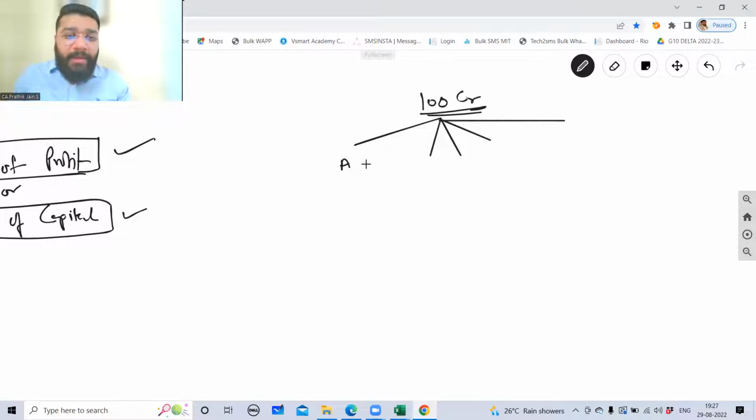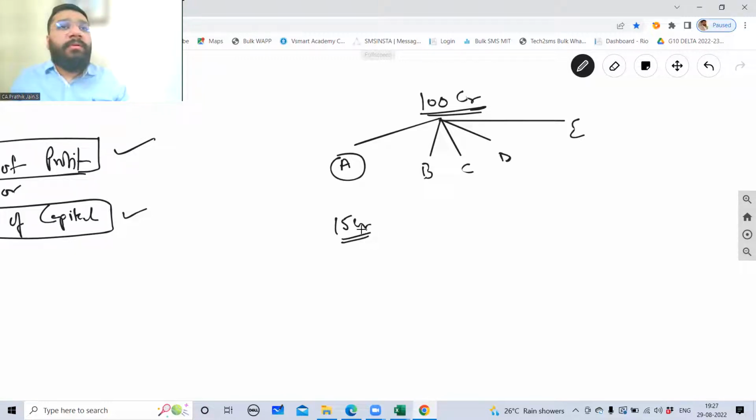So this is A, B, C, D, E. A says that for this project I have 15 crore rupees capital available with me for investing purpose. Okay. B says that, boss, I will give around 25 crores. 25 plus 15? 40.